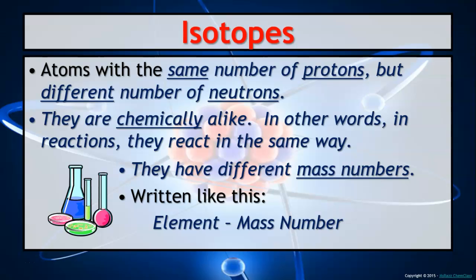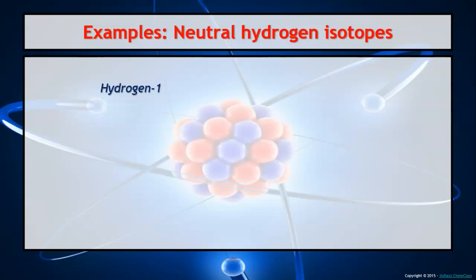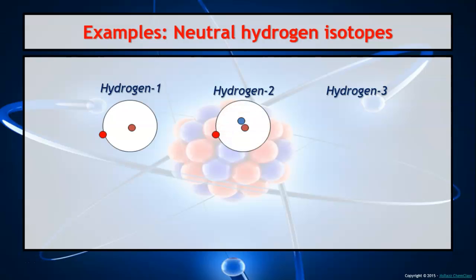So for instance, we'll take a look at some neutral hydrogen isotopes. We could have hydrogen-1, hydrogen-2, or hydrogen-3. They would look a little like this. Here we have a hydrogen atom. Hydrogen always has one proton, and it has one electron out in its little electron cloud. Here in the nucleus, we have one proton, because again, it's hydrogen, it has to have one proton. But now we have added a neutron in that nucleus, and then we still have the one electron on the outside in the electron cloud because it is neutral.